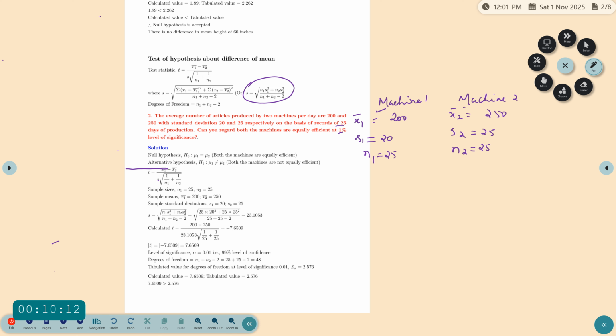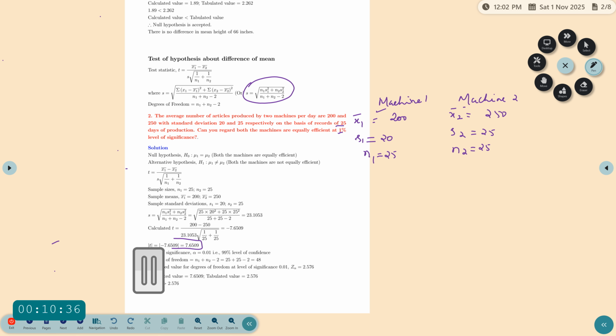And then we have the calculated value, and we need to find the tabulated value. In order to find the tabulated value for small samples, we need three things. One is what kind of test it is, either a one-tailed test or a two-tailed test. Another is the level of significance. Another is the degrees of freedom. These three things we require to find the tabulated value for small samples.